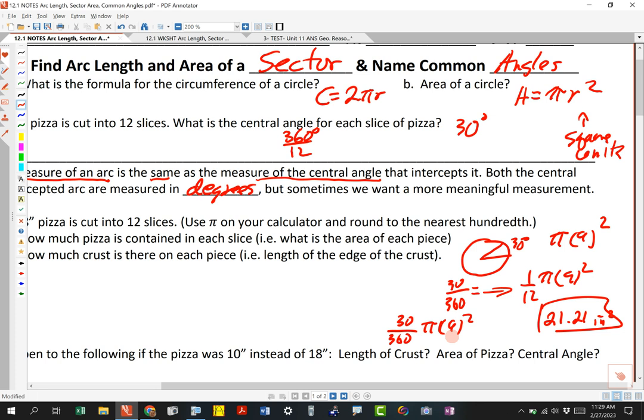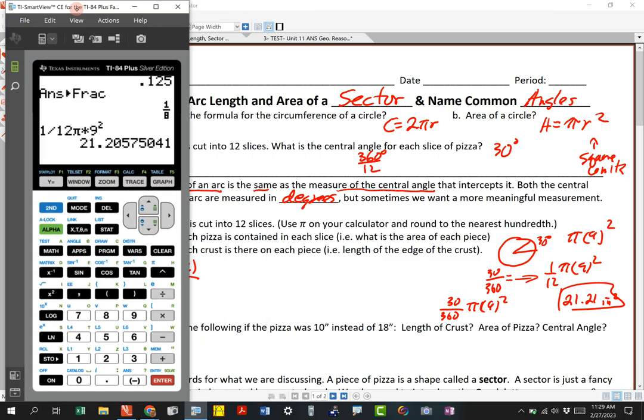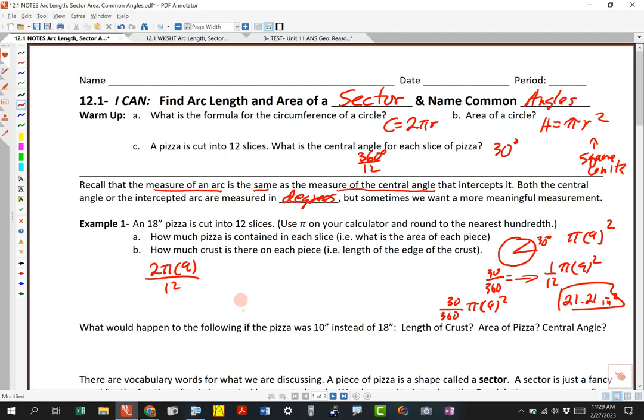Okay, we'll come back to Dane. Dane, will you tell us how we're going to find how much crust there is? In other words, the length of the edge of that crust? Just do circumference divided by 12. Circumference and divide by 12. So that's going to be 2 pi times r, and we're going to divide that by 12. So I'll pull that up on the calculator. Let's see what we get here. 2 pi times r, and we're going to divide that by 12. And I got 4.71. Okay.